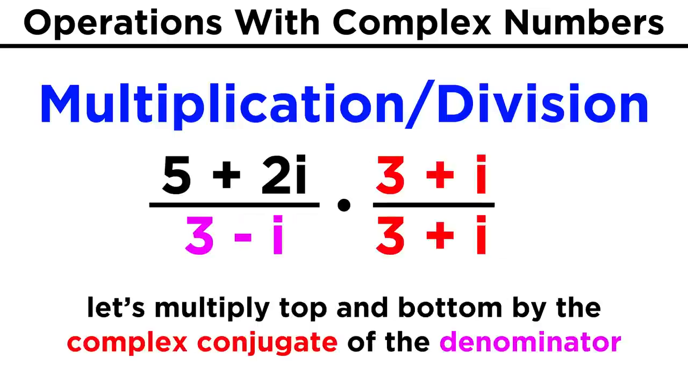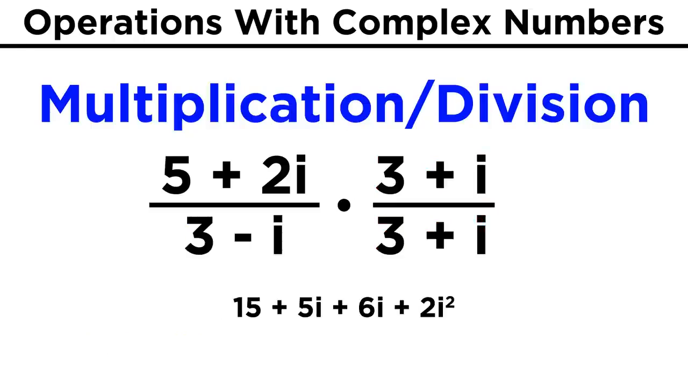As it turns out, we will always get a real number when we multiply a complex number by its complex conjugate. The complex conjugate of a complex number is just the same number but with the sign in between the two terms reversed. So in this case, we want to multiply the top and bottom by 3 plus i. If this had been a plus, we would use a minus instead. But now we can FOIL the bottom and the top. Let's do the top first.